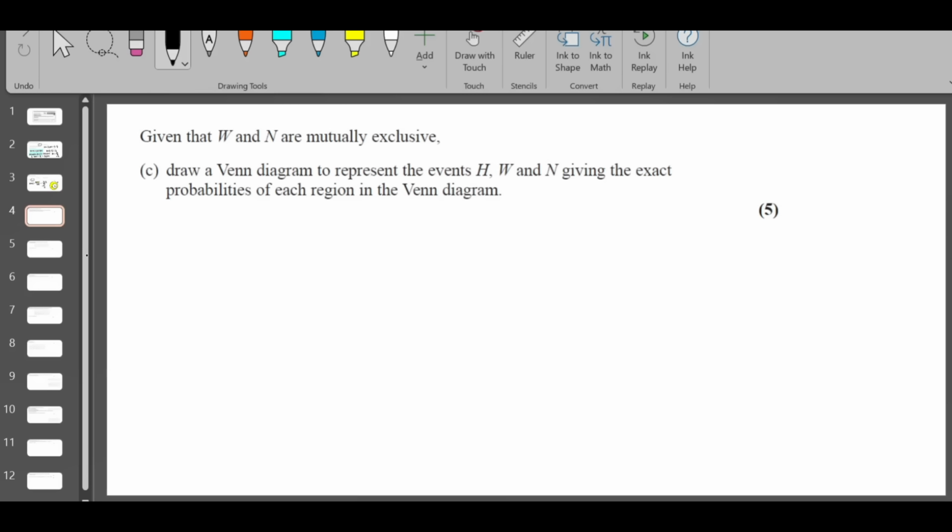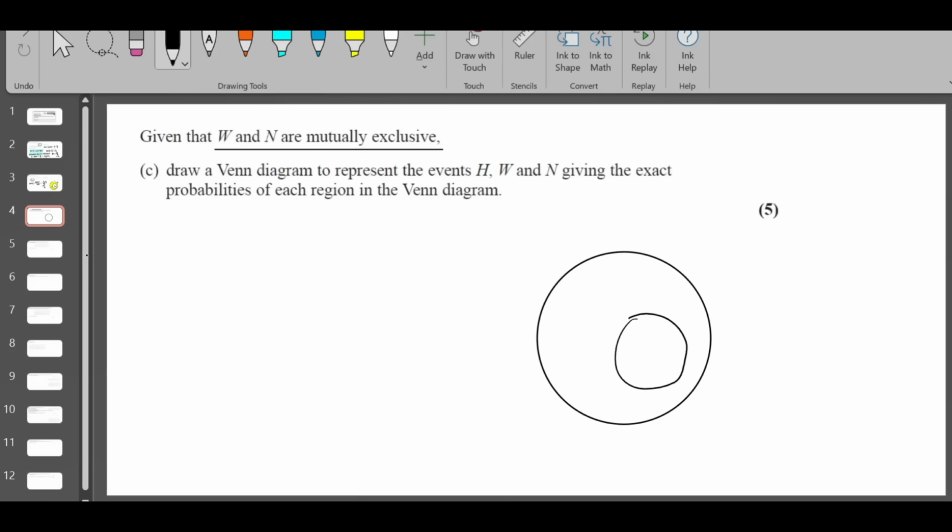Given that W and N are mutually exclusive, draw the Venn diagram. We know already N is completely inside H. So this is N, this is H. We know this is 1 over 15. And we need to draw W, but there will be no intersection for W and N. But W and H are independent events. So put it this way, W.